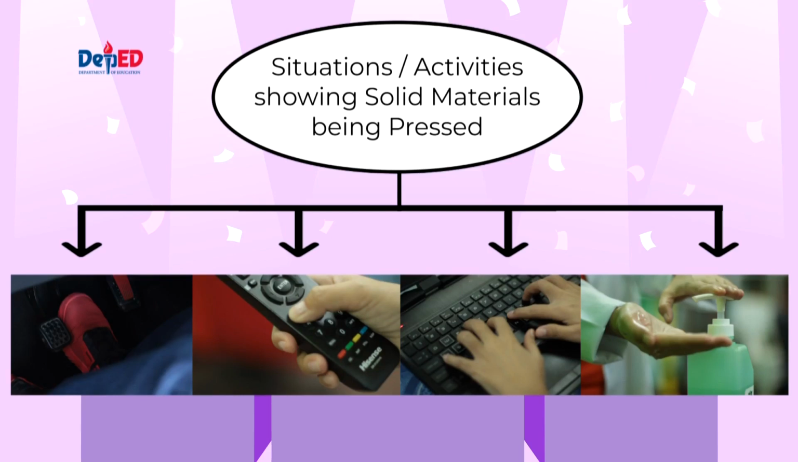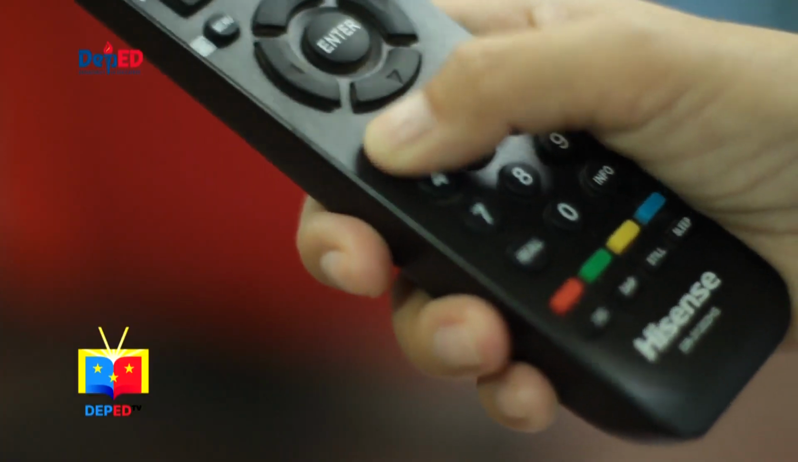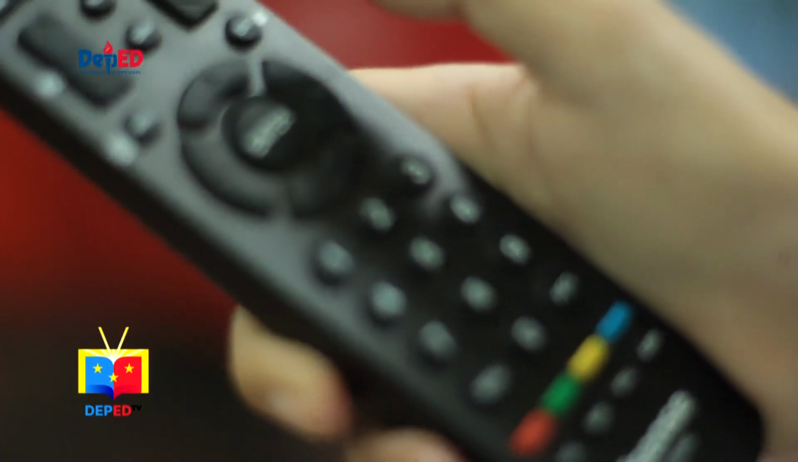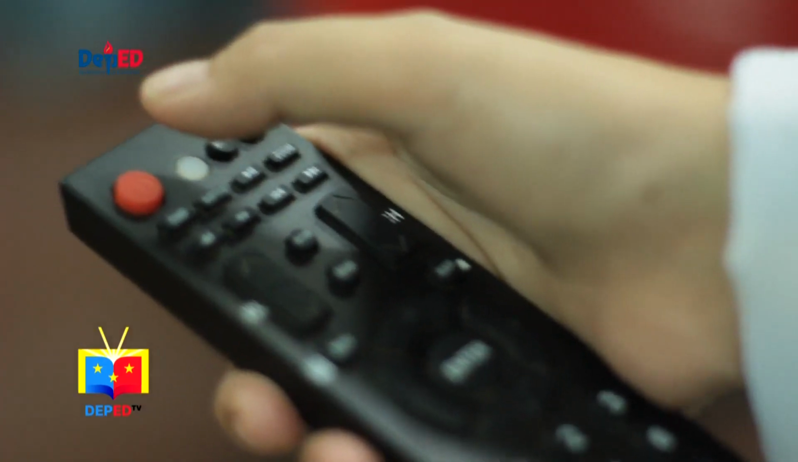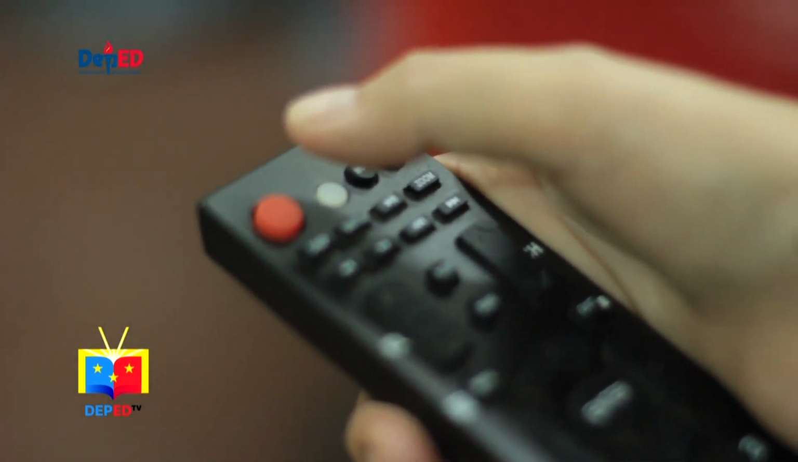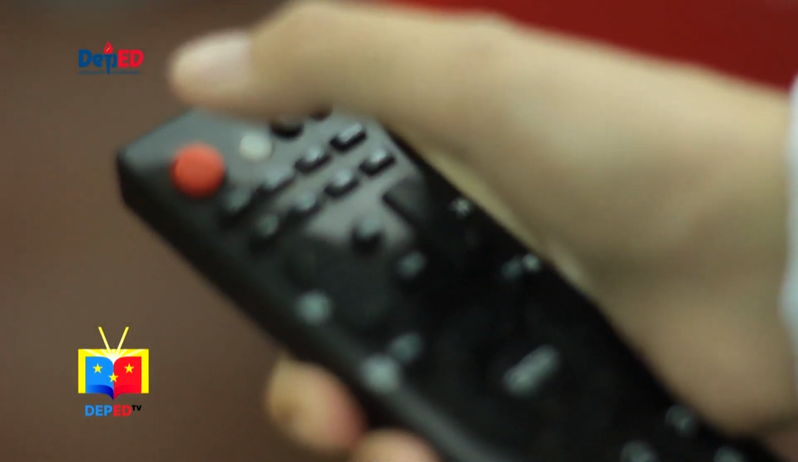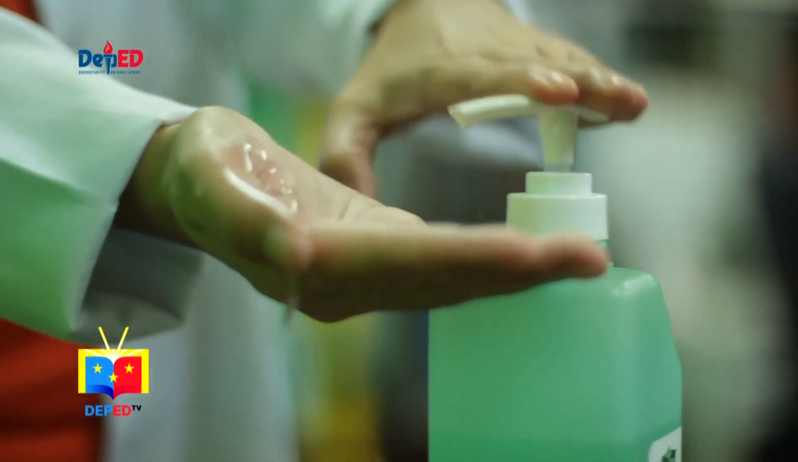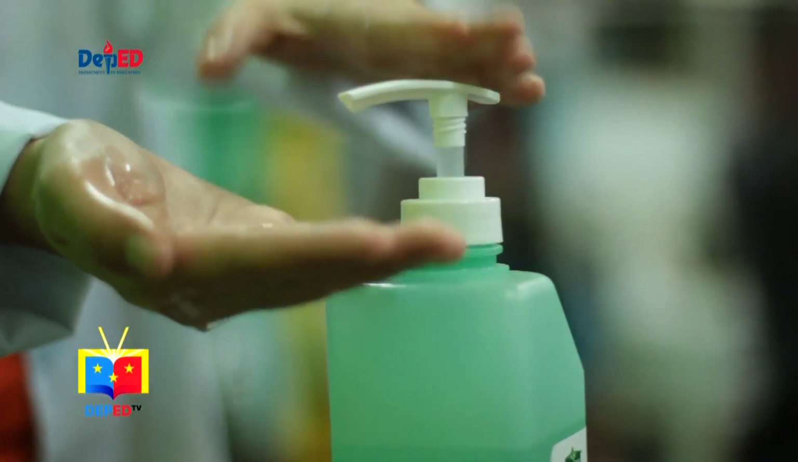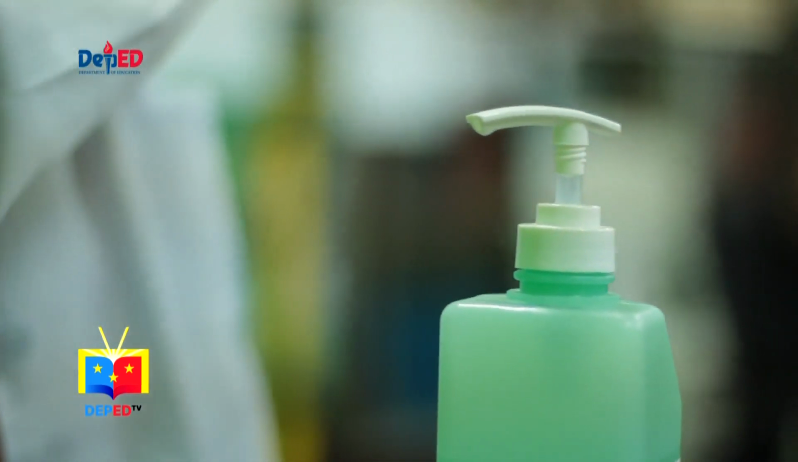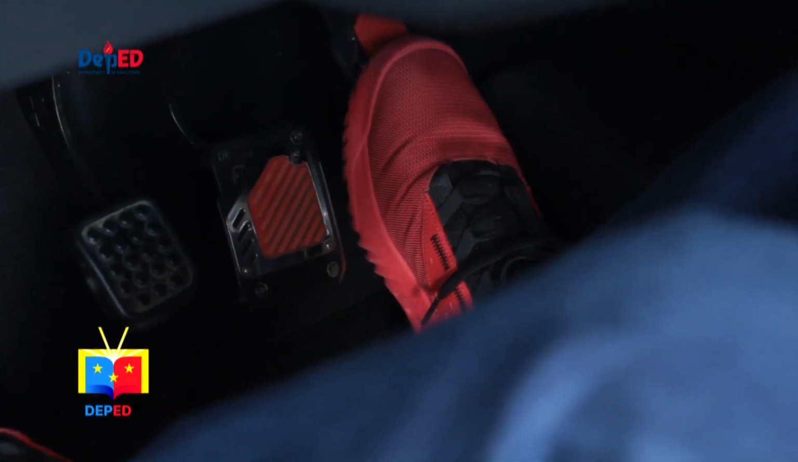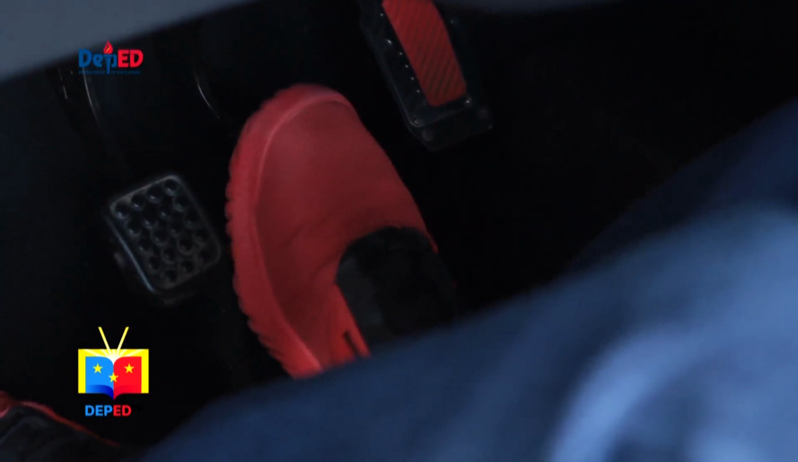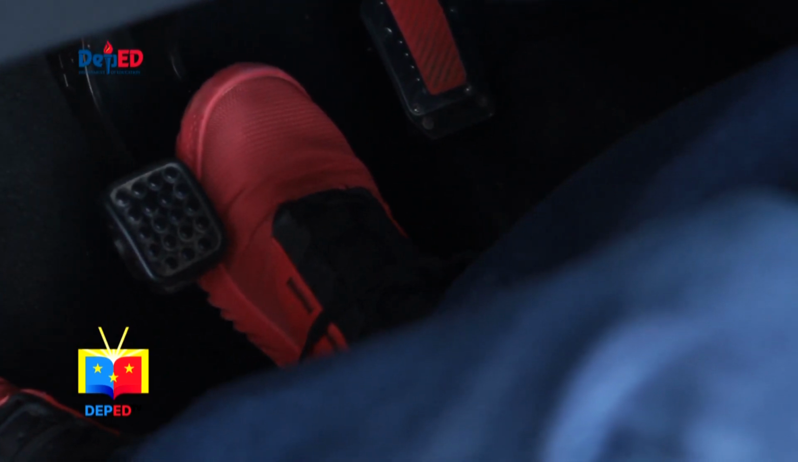Some of the solid materials that can be pressed are: situation number 1, pressing the remote control in turning on and off the TV, as well as in changing channels and adjusting operations. Situation number 2, pressing the soap dispenser to release the liquid soap into one's hands. Situation number 3, pressing the brakes of a car to stop it from moving.